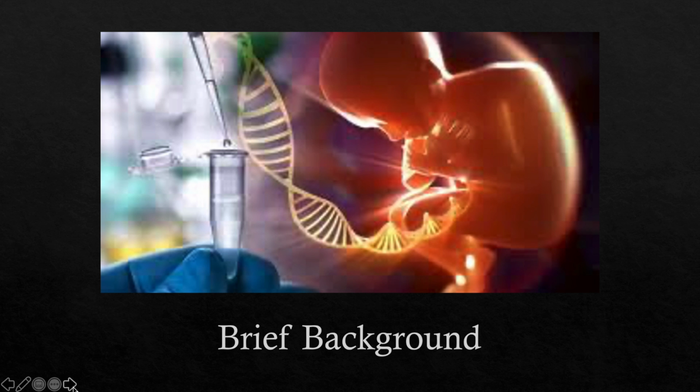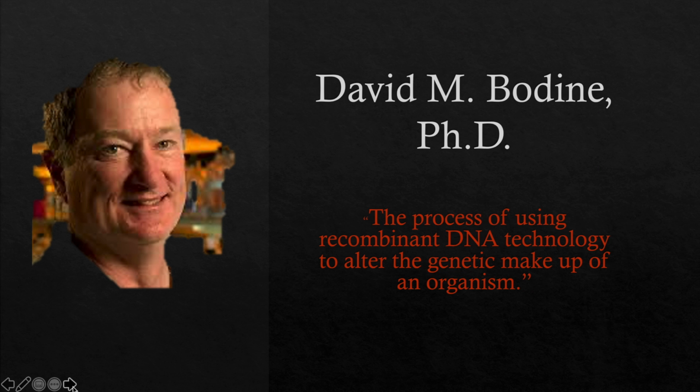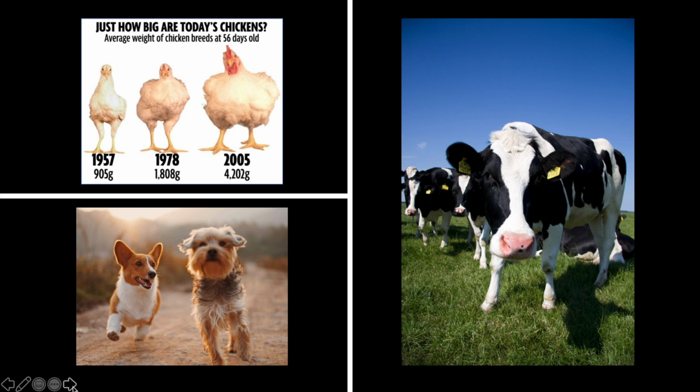First, we need a brief background on genetic engineering. Now, you may be asking yourself right now, what exactly is genetic engineering? David M. Bondine, PhD, defines genetic engineering as, quote, the process of using recombinant DNA technology to alter the genetic makeup of an organism. Humans first began a form of genetic engineering, although unintentionally, through selective breeding of animals and keeping the offspring with desirable traits.